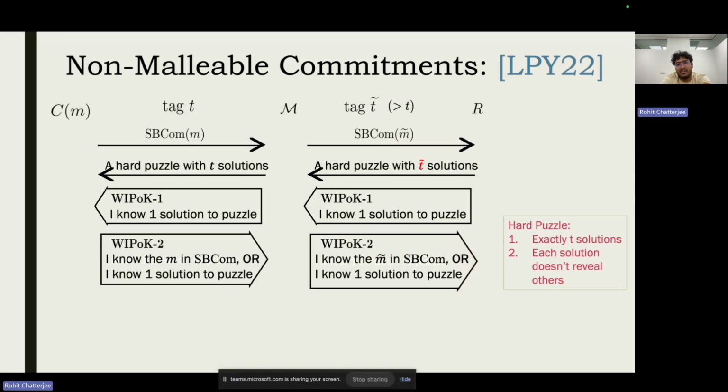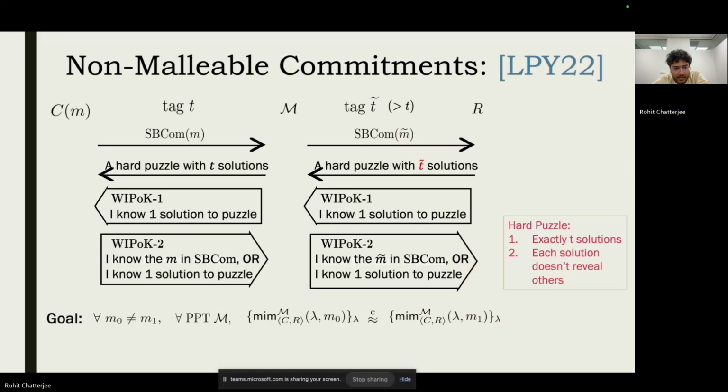Note that we are following the convention that the tag on the right is larger than the tag on the left. So the hard puzzle step will generate a hard puzzle with a different number of solutions on the right and the left. I guess you're assuming that it's easy to sample a hard puzzle and one solution to the puzzle, right? Yes, and it's hard to find. If this is arcane, let's say you sample T many one-way function images or something, that will usually work.